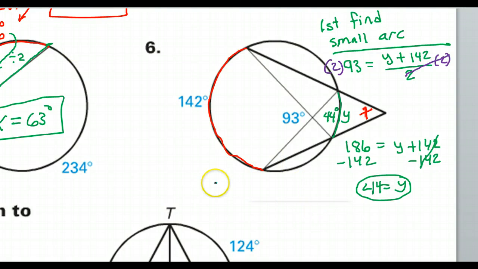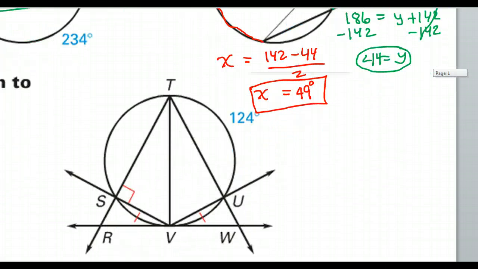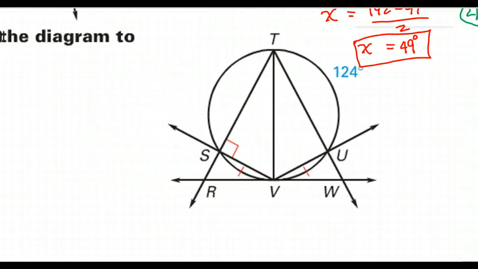So now I can go ahead and do x equals big arc minus small arc divided by 2. So that's going to give me x equals 49. Okay, 49 degrees. That's how you do number 6. All right. So that was just like number 4, so we just had some extra practice.